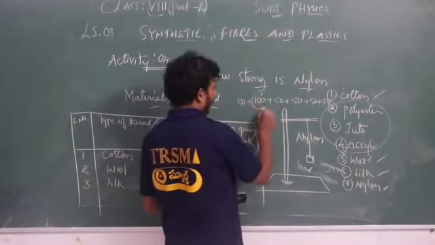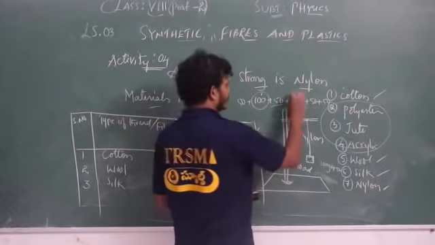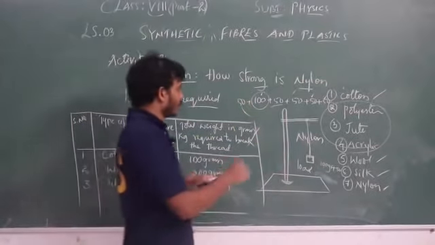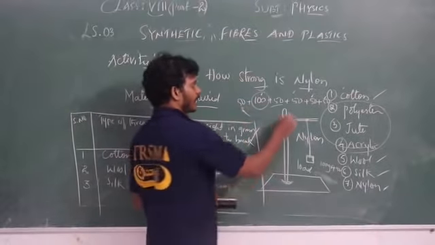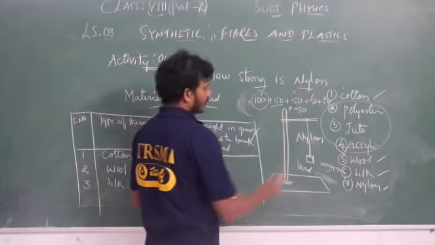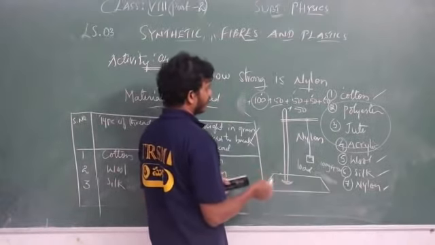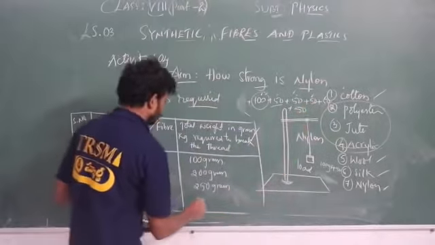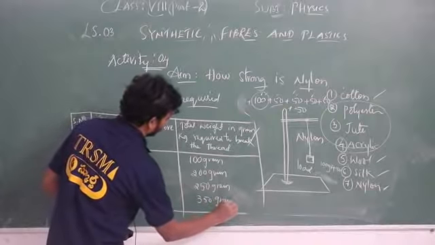First I added 100 gram, no problem. 50 more gram, it's no problem for that, it's not broken. 50 more, and 50 more. But when you add this 50 more gram here at the last, what happens? This was broken. So totally, what's the weight it bore? 100 plus 50 plus 50, 200, 300, 350. So 350 gram of weight it bears.